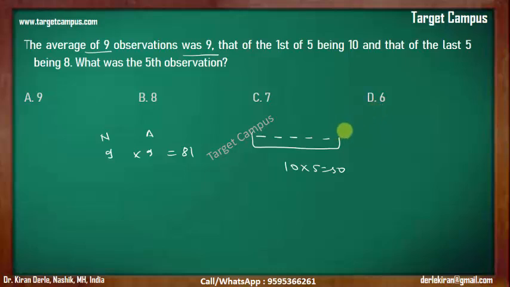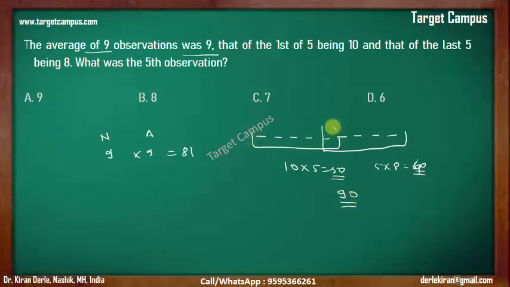And the last 5 being 8, that is observations 5, 6, 7, 8, 9. The total is 80. Now what is this total? Total is 40, right? So what is this total? 50 plus 40, 90, right? 90 is the total of these.